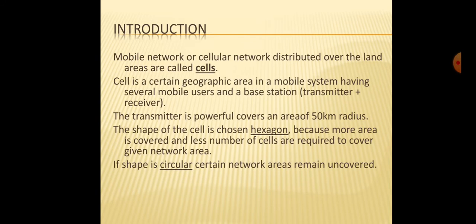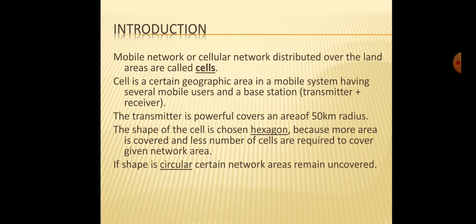So what is a cell? Cell is nothing but your mobile network or cellular network distributed over land areas. So how it is distributed, that is called the cell. A cell is a certain geographic area in a mobile system having several mobile users and a base station, which might be both transmitter and receiver. The transmitter is powerful and will cover an area of 50 kilometer radius.